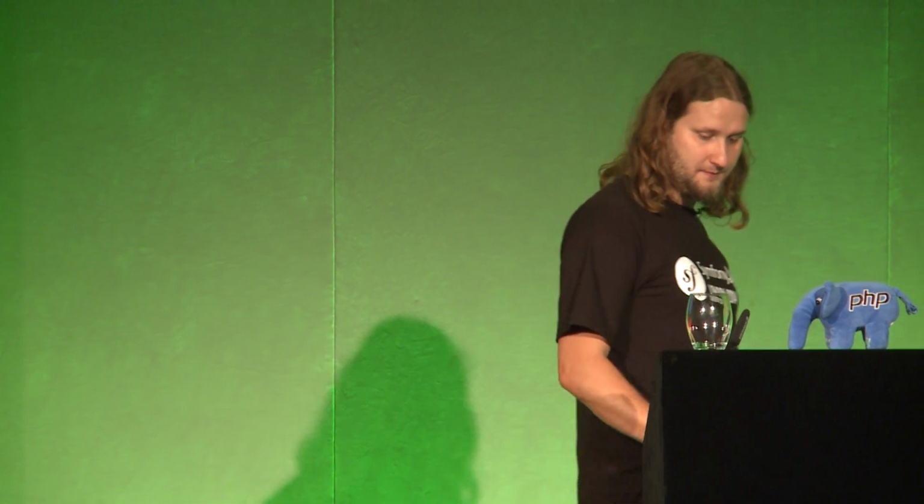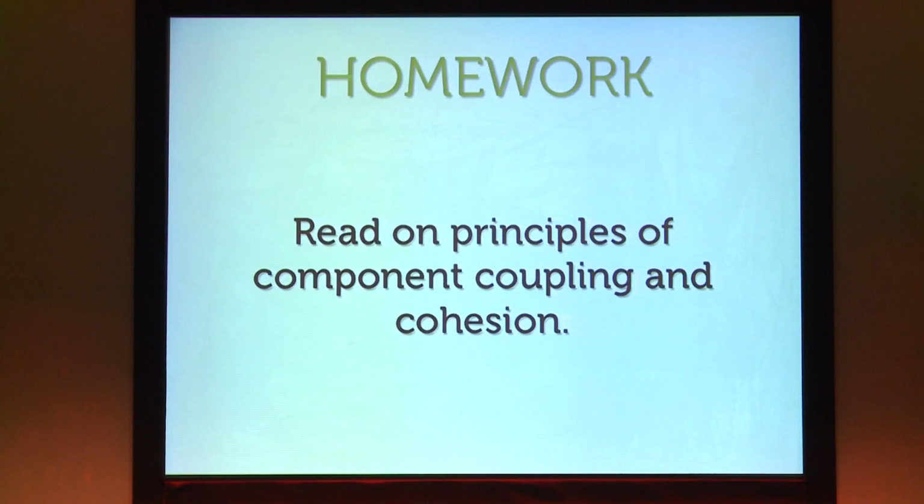And as homework, I want you to read more on principles of component coupling and cohesion. That can be found in Agile Principles by Bob. It's really worth it, because what I was talking about here was more low level, at the class level, and that describes the same things on a component level. So how you could design your bundles to not talk to each other, how you could design your components to be decoupled from each other.